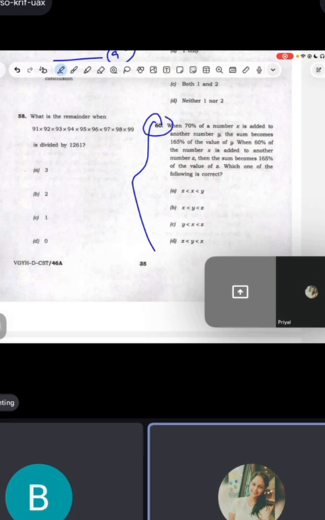When 70% of number x is added to another number y, the sum becomes 165% of the value of y. When 60% of the number x is added to another number z, then the sum becomes 165% of the value of z. Which one of the following is correct?